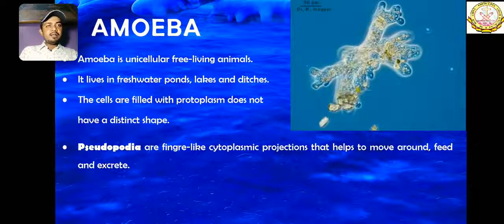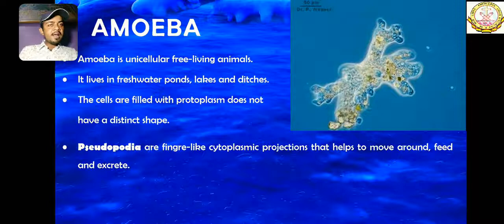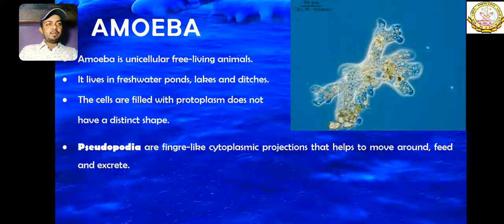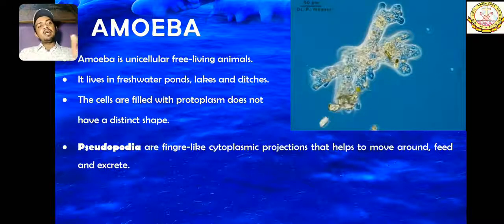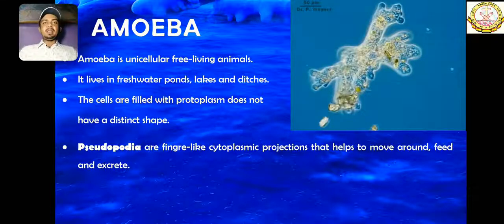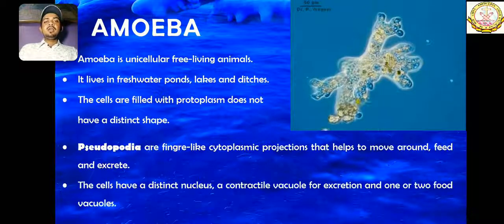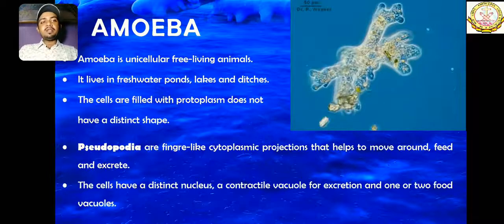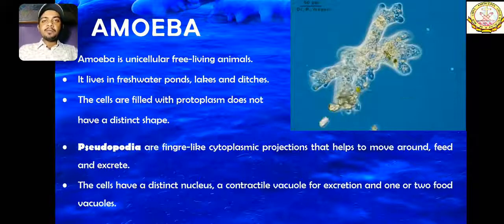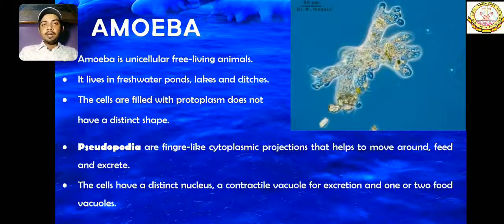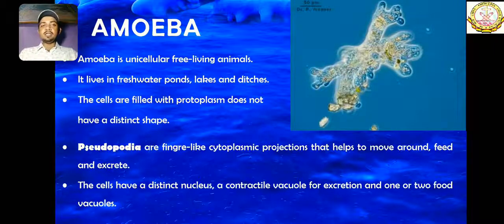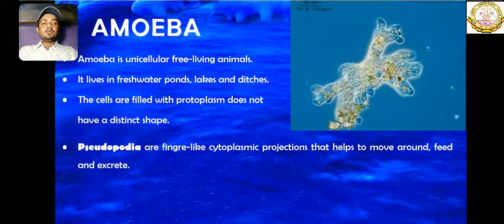As you can see in this image on the right hand side, small finger like projections are growing from the body of this amoeba. These finger like projections are called pseudopodia. They help it to move around, feed, and excrete. My dear students, the cells have a distinct nucleus, a contractile vacuole for excretion, and one or two food vacuoles are also there. How these food vacuoles are formed and how the contractile vacuole helps in excretion, we will see in detail. So now let us continue.